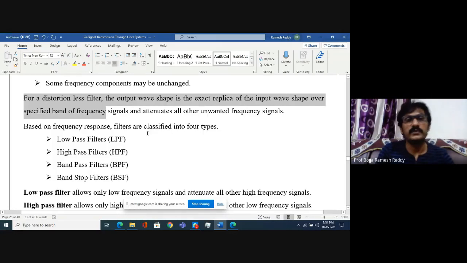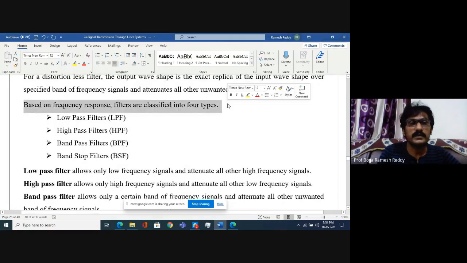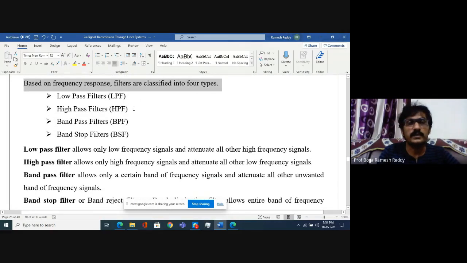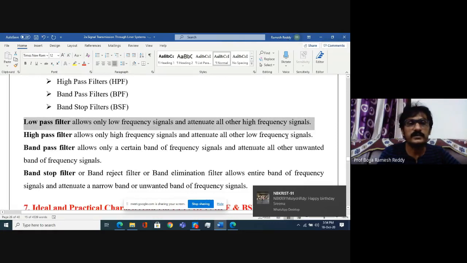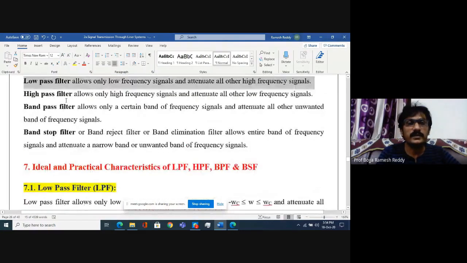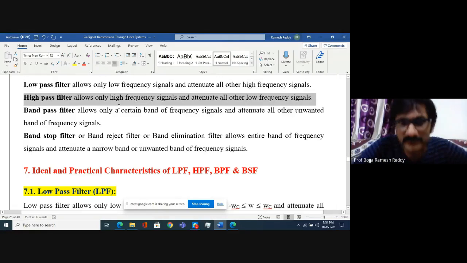Based on frequency response, filters are classified into 4 types: low pass filter, high pass filter, band pass filter, and band stop filter. A low pass filter allows only low frequency signals and attenuates all other high frequency signals. Similarly, a high pass filter allows only high frequency signals.